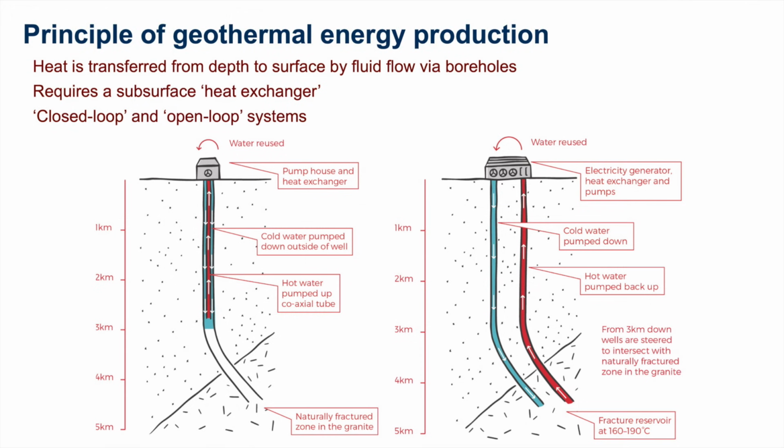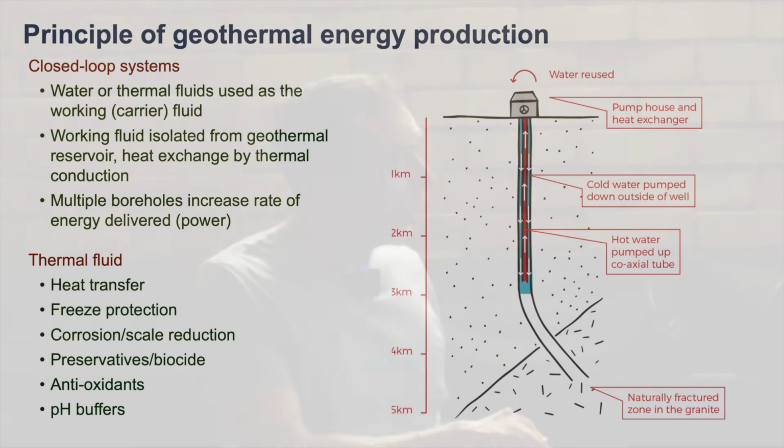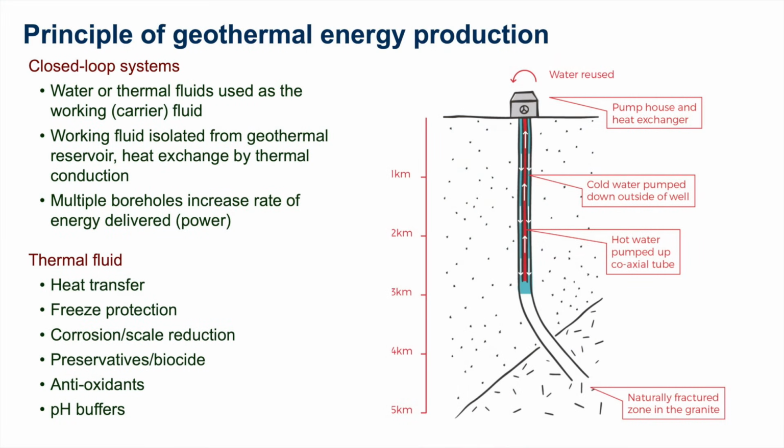Right, and so the principle of producing geothermal energy is simple. We essentially transfer heat from depth to the surface by fluid flow in boreholes. And what we want to do is to design essentially a subsurface heat exchanger which can take the heat from the rocks or from the fluids and bring it to surface where we can use it. And we really have two main ways of doing that. So the first is what we'll call closed loop, and you'll hear that a few times through the talk. In a closed loop system, we don't actually exchange any fluids with the surrounding rocks.